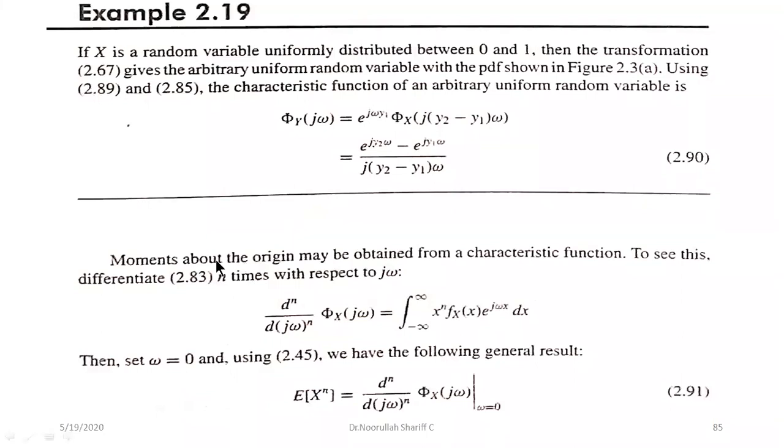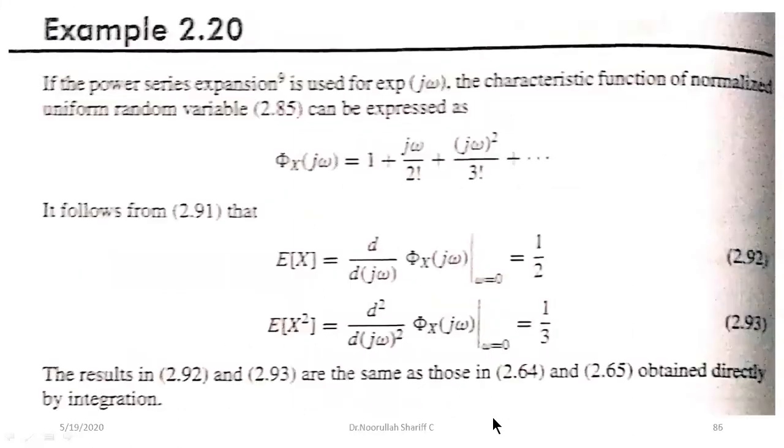Okay. So moments about the origin may be obtained from the characteristic function. To see this, we need to just differentiate this, and then if you write omega equal to 0, we are going to get that. So whatever moment you want, if you want the nth moment, you will just need to differentiate the characteristic function n times, and then substitute omega equal to 0.